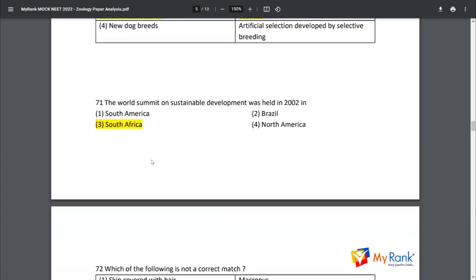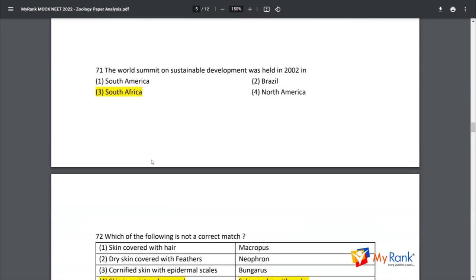Next question, 71. The World Summit on Sustainable Development was held in 2002 in South Africa, whereas the other summits happened in 1992 in Rio de Janeiro. So that is not about the World Summit, that is about the Earth Summit.